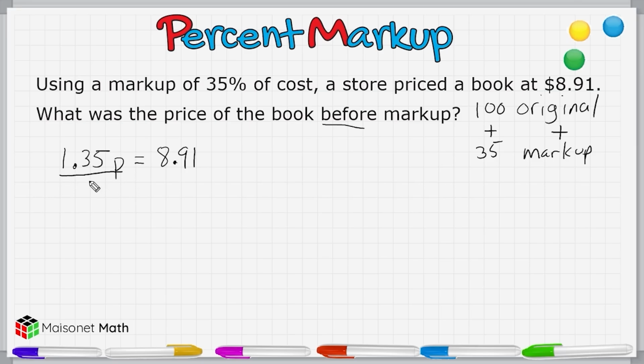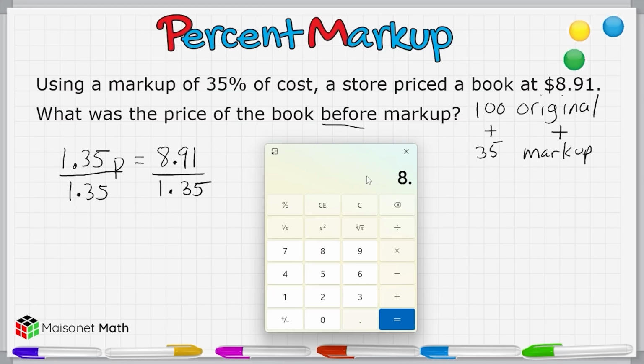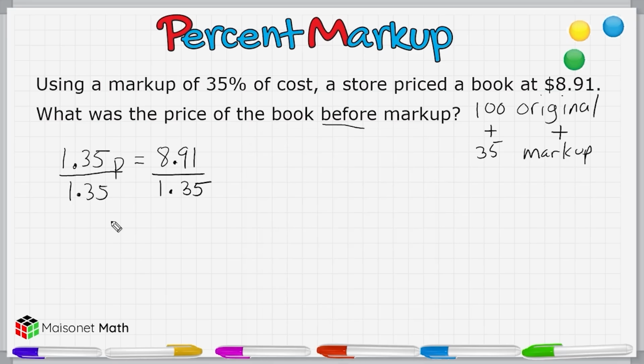So let us go ahead and divide both sides by 1.35. And what I'm going to do is bring up a calculator real quick. So we have 8.91 being divided by 1.35, which gives us 6.6. So the price of the book was equal to $6.60. We have to add a 0 because we're dealing with money.